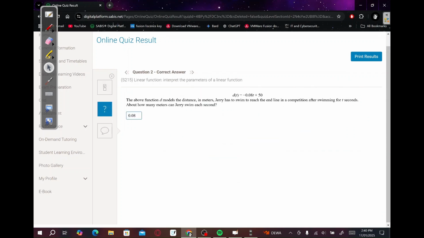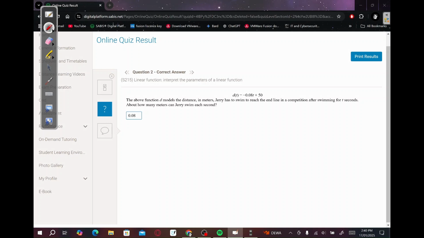Question 2. The above function d models the distance in meters Jerry has to swim to reach the end line in a competition after swimming for t seconds. How many meters can Jerry swim each second? So our function is d of t equals negative 0.08t plus 50, right? Now you can straight away just say it's this value here, 0.08t. I forgot to add the plus 50. The 0.08t is because this is the one that's being changed, right? This is the value that's being changed.